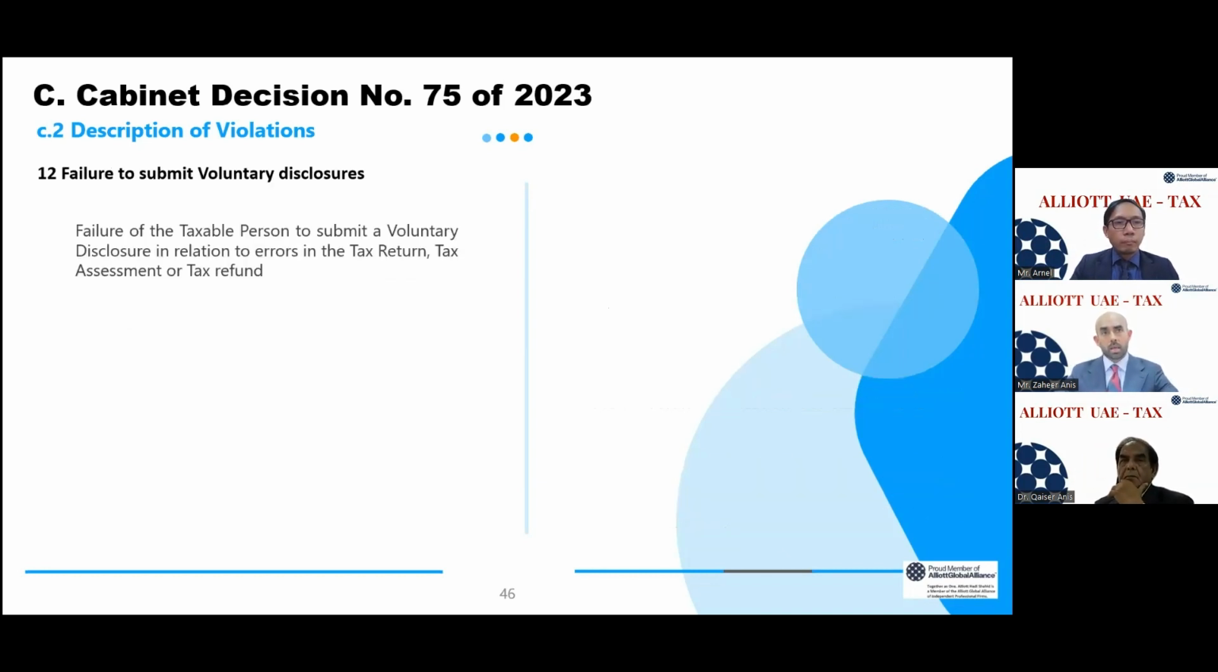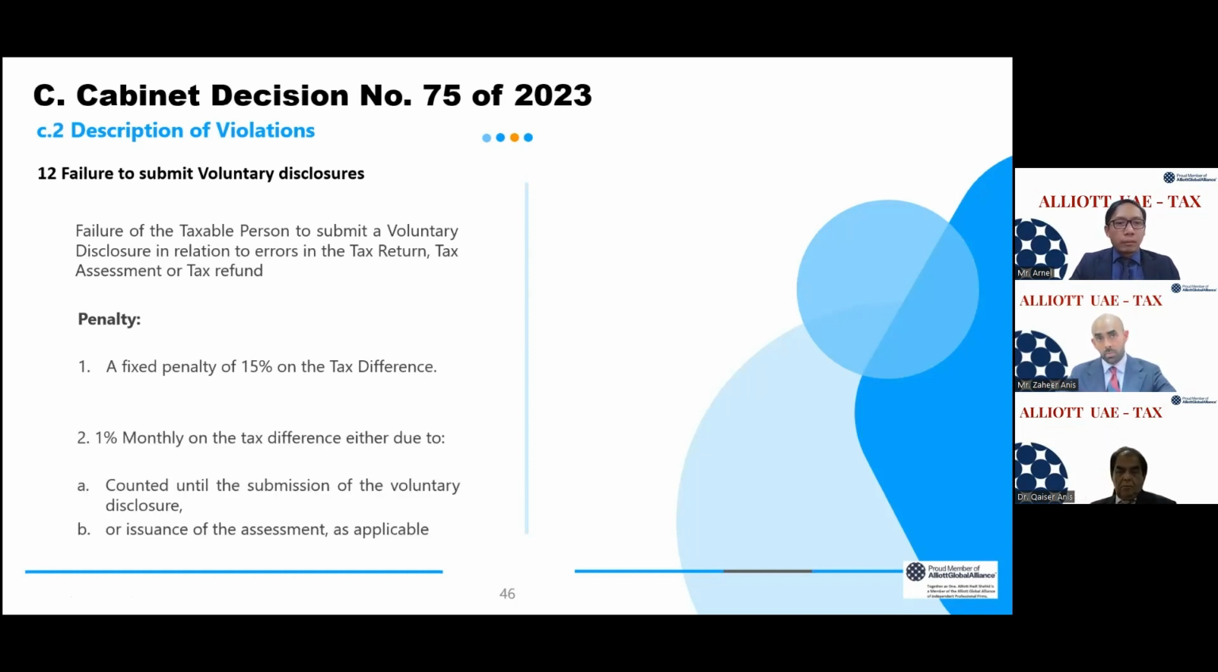Now, in the case of the failure to submit a voluntary disclosure, so if a tax person fails to submit a voluntary disclosure in relation to errors in the tax return or tax assessment or tax refund, well, a fixed penalty of 15% on the tax difference will be applied. So I'll explain this further.